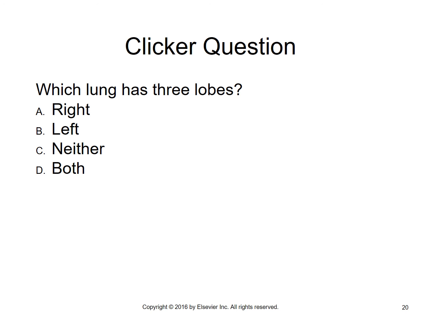So the question, think about it, see if you remember, which lung then has 3 lobes? Is it the right, the left, neither, or both? So the clue here is to think about the sides and what's on there. The left side's got the heart, the right side doesn't, right? Left side has 2 lobes, right side's got more room, it can have 3 lobes, so the answer is the right. Okay, so which lung has 3 lobes? The right.